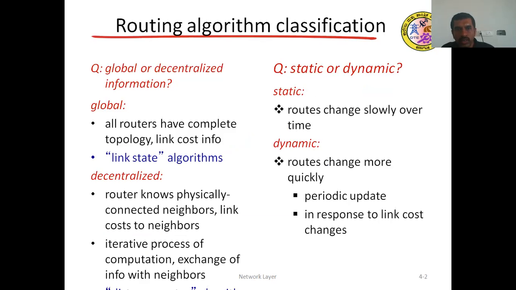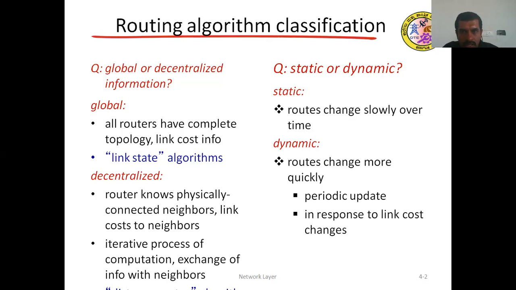So here we are seeing the different routing algorithm classifications. One is global or decentralized information. In the global case, all routers have complete topology and link cost information. It is a link state algorithm. And in a decentralized mode, the routers know physically connected neighbors and the link cost to the neighbors. It is an iterative process of computation and exchange of info with the neighbors.